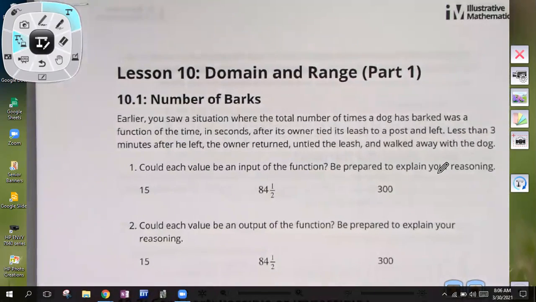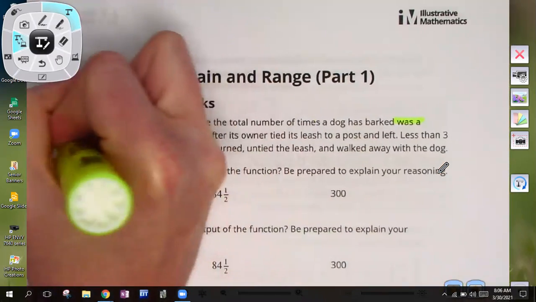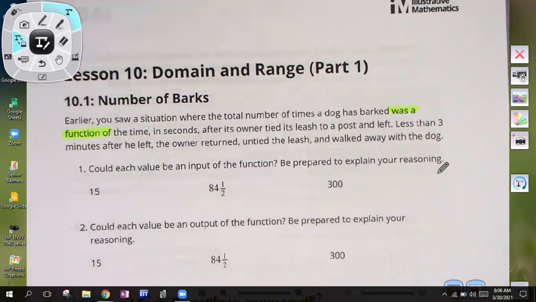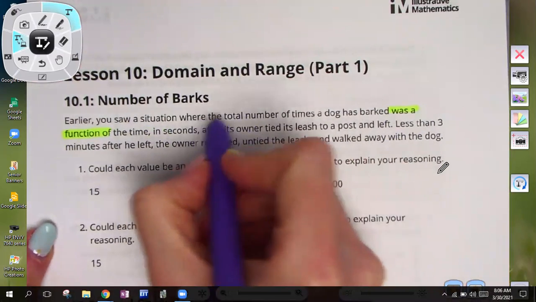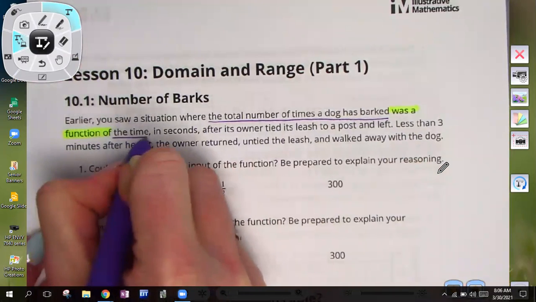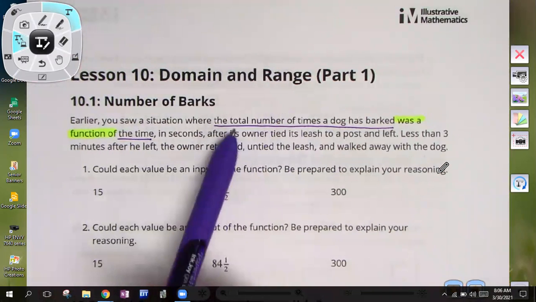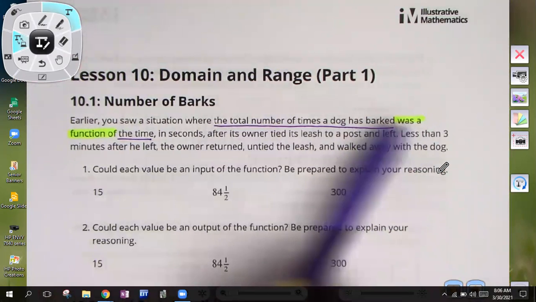10.1 says, earlier you saw a situation where the total number of times a dog has barked was a function of time. So, quick little review: we have this little phrase, "was a function of," or "is a function of." When we see that phrase, it tells us a variable that's in front of it and a variable that's after it. That tells us the input and the output. Do y'all remember that? Which one comes first when it's written like this? Remember, this means "depends on."